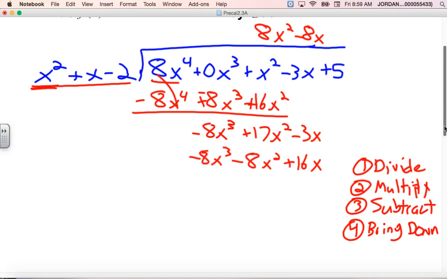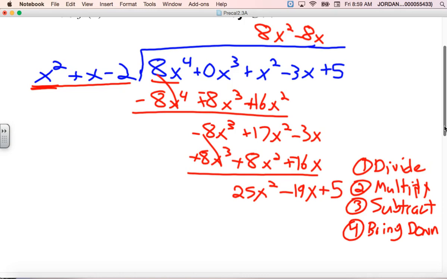Now the next step is subtract. Essentially it just changes all these signs, makes that a plus, makes this a plus, makes this a minus 16x. So then these will cancel. I've got 17x squared plus 8x squared is 25x squared, and minus 3x minus 16x is minus 19x. Okay, and then the last step is to bring down the next term. And then we repeat the process again.